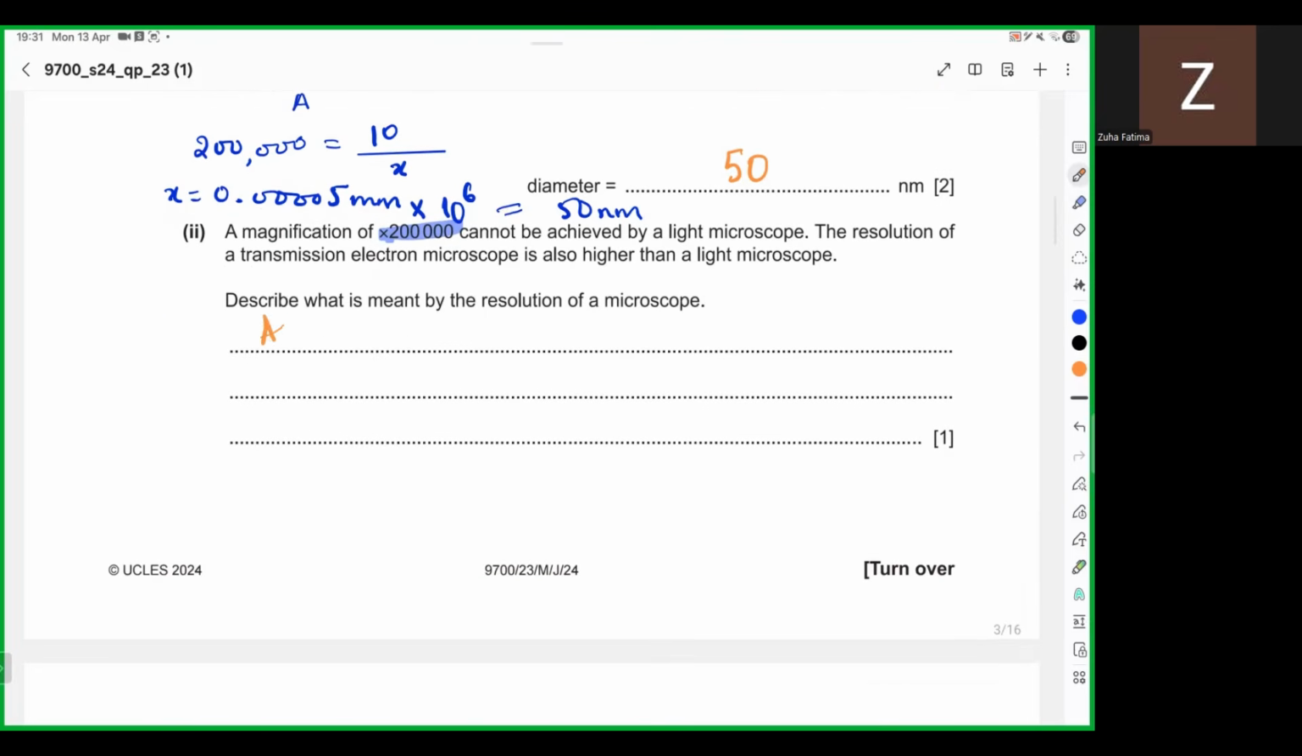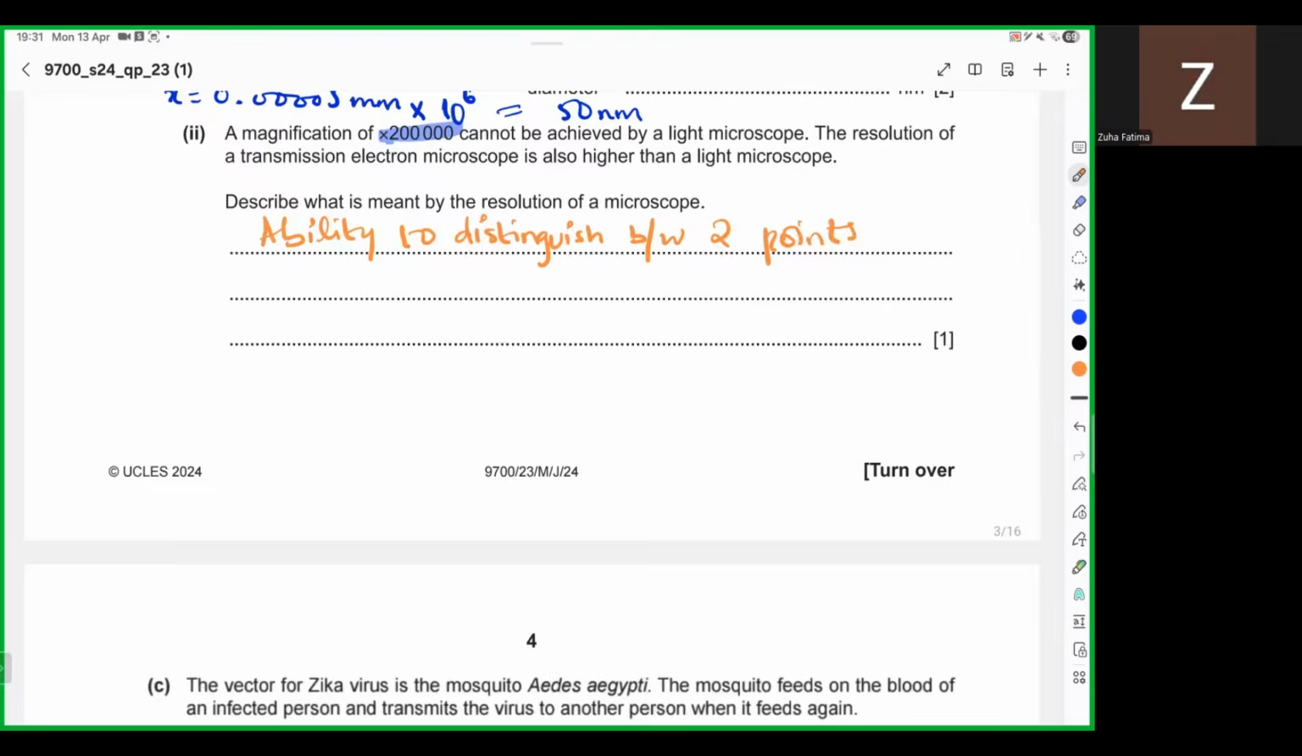So, ability to distinguish between 2 points, or we can say the minimum distance needed between 2 points for them to be distinguished as two separate points. Both are acceptable.